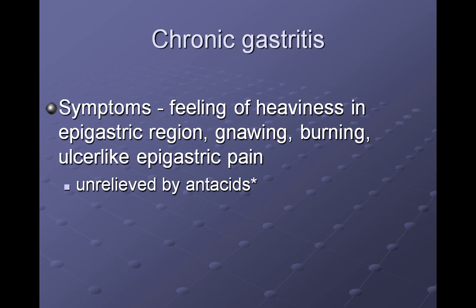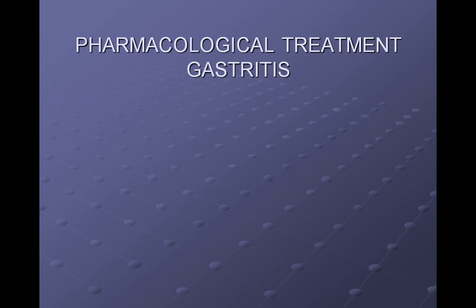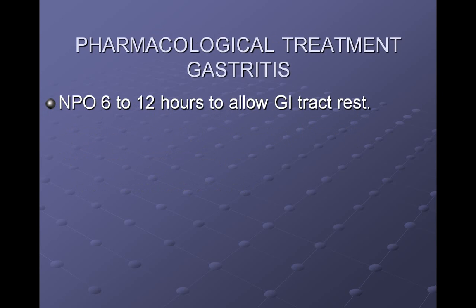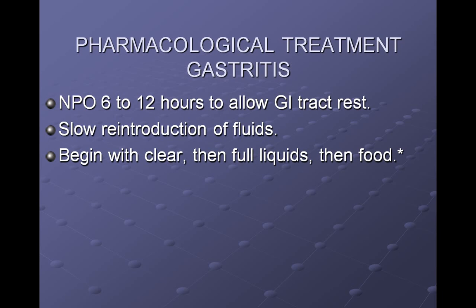Symptoms of chronic gastritis include feeling of heaviness in the epigastric region, gnawing, burning, and ulcer-like epigastric pain, unrelieved by antacids. Treatment for gastritis: NPO 6 to 12 hours to allow the GI tract to rest. Slow reintroduction of fluids. Begin with clear, then full liquids, then food. Monitor the intake to see how well they are tolerating that food.